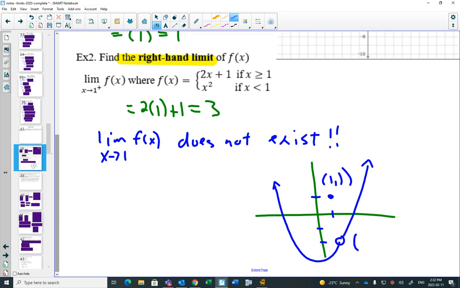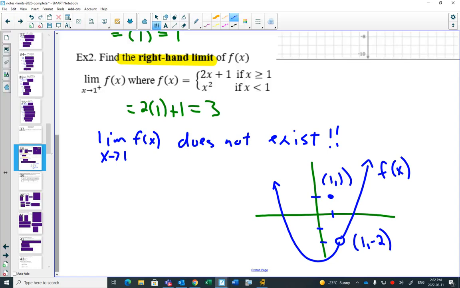And it has a whole. So here we have a graph that looks like a parabola with a hole in it, and where the hole is, there's just another point instead.